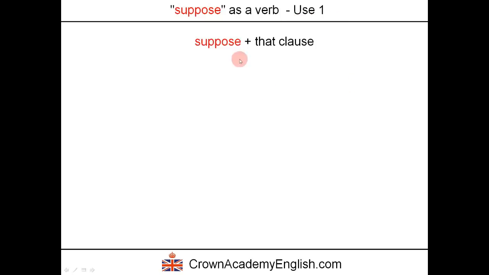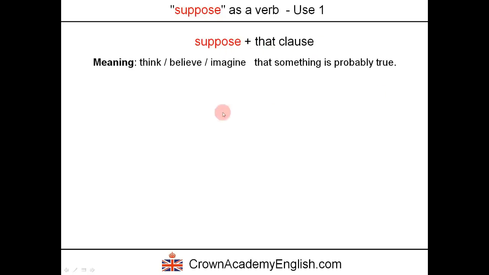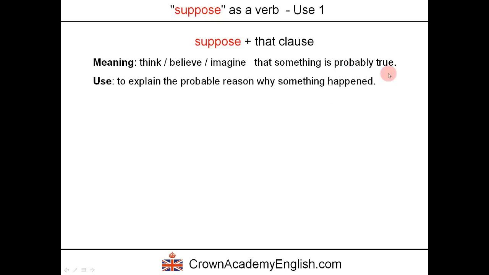So the structure is suppose followed by a that clause. And the meaning is think, believe, or imagine that something is probably true, is likely to be true, but not certain. And the use or context is to explain the probable reason why something happened. So we're giving a probable explanation for something. We're not certain, but it's probably the reason.